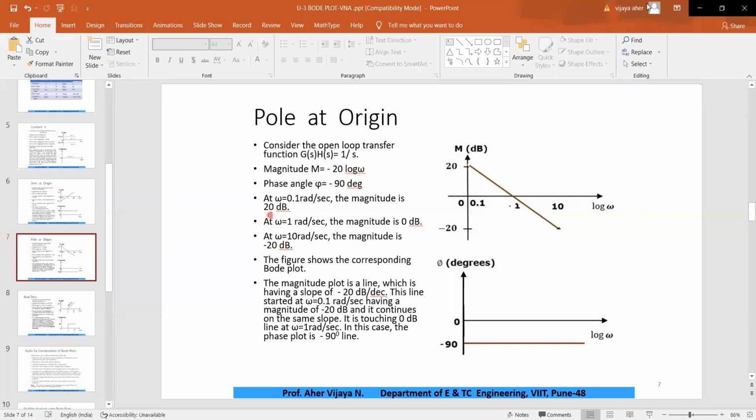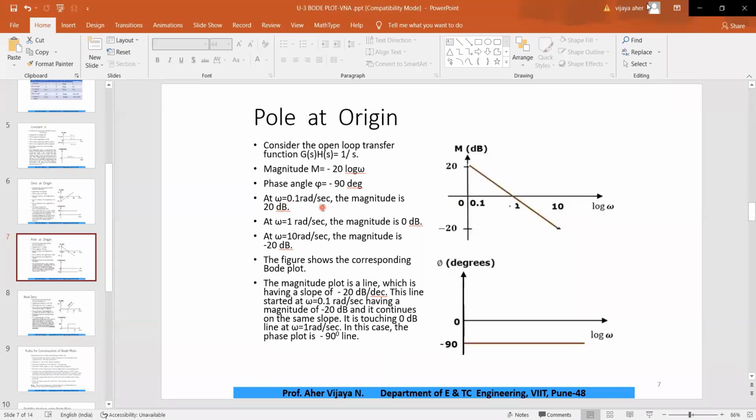Now find out the magnitude for different values of omega. Angular frequency is equal to 0.1 radian per second. Put this into this equation. You will get magnitude is equal to, now see, earlier when it was plus we got minus. Now here, when you put omega is equal to 0.1 in this equation, you will get minus 1, right? That minus 1 into minus 20 is plus 20. So the magnitude is plus 20 dB when omega is equal to 0.1 radian per second.